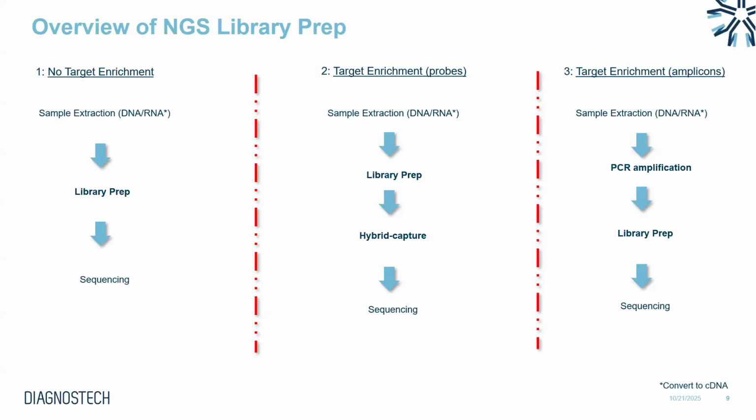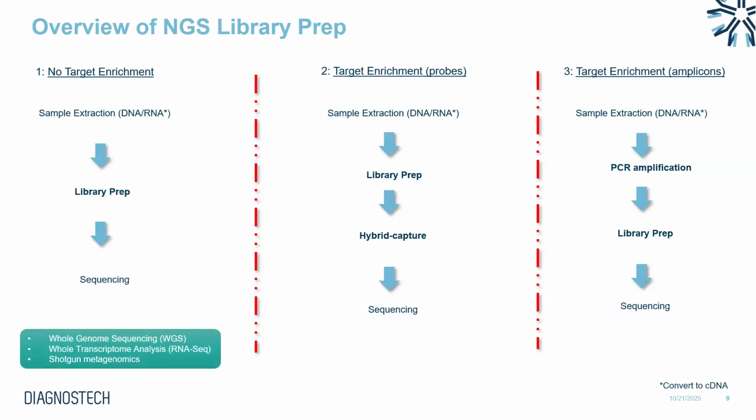So the choice between amplicon-based and hybridization capture-based NGS target enrichment, so 2 and 3, depends on the specific research goals, budget, and sample types. The amplicon-based methods are ideal for smaller panels and known variants, offering simplicity and cost-effectiveness. And in contrast, hybridization capture with probes is better suited for comprehensive studies requiring broader coverage and the ability to detect rare variants.